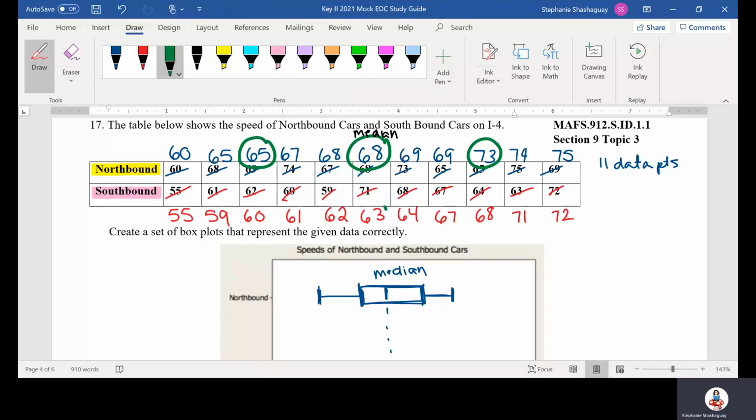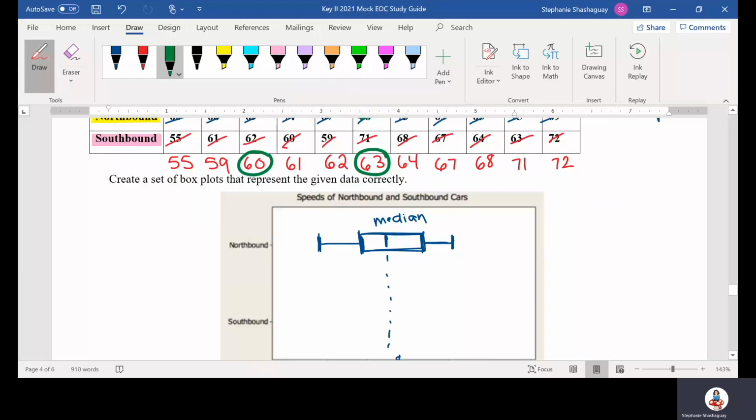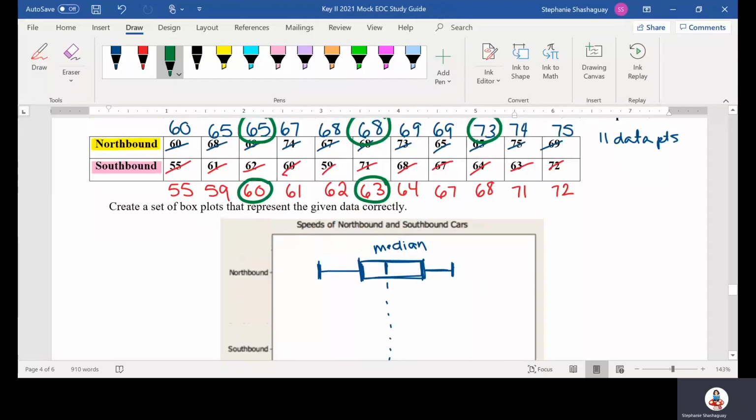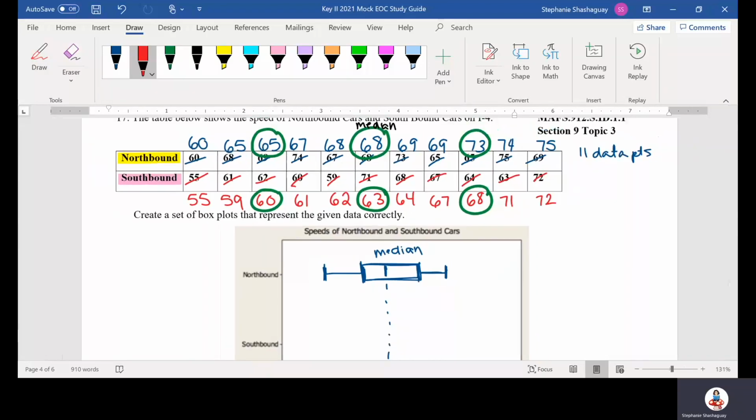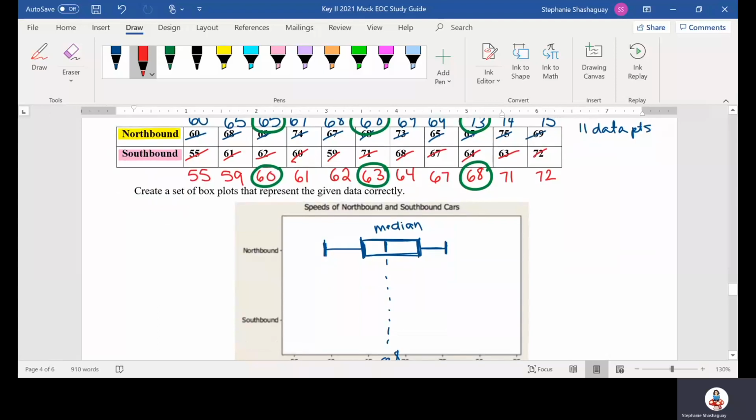My median is going to be 63 for this set of data. My Q1 is going to be 60, and my Q3 is going to be 68. So now I can use that data to graph my second box plot.